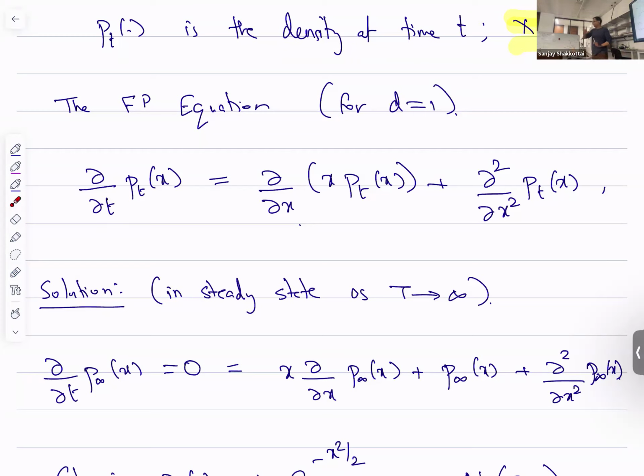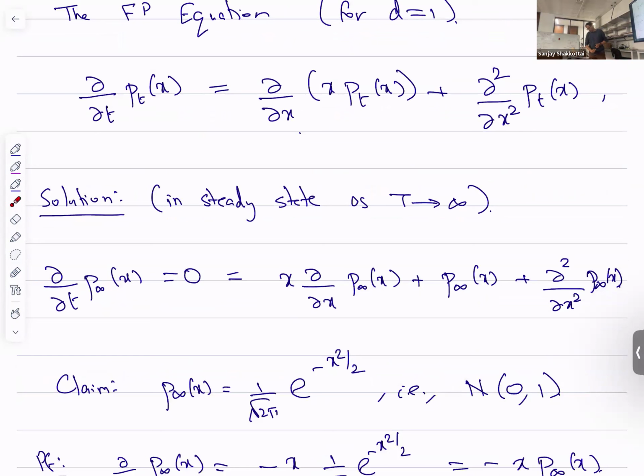All right. So now I have this Fokker-Planck equation for density evolution. Let's look at the steady state. In steady state, if you look at this equation, this is essentially Stein's equation. So I'm going to set the time derivative of the density equal to 0 and set t equal to infinity.